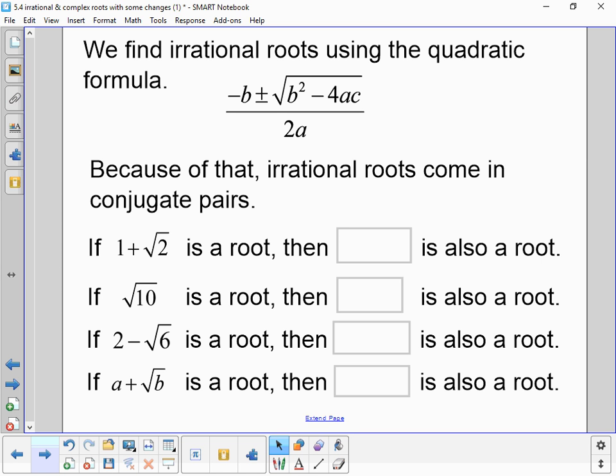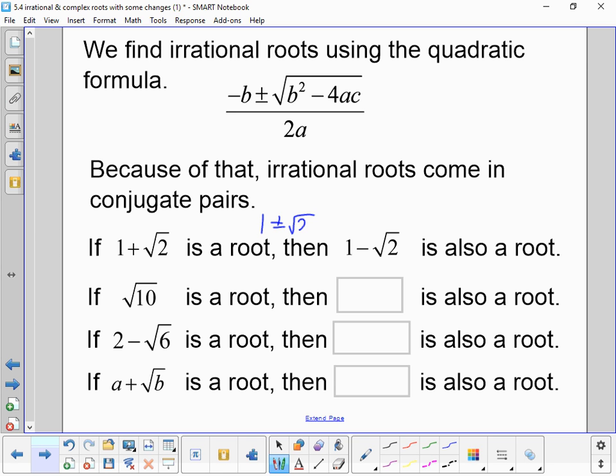Okay, so these irrational roots that have radicals that don't reduce, we find those using the quadratic formula. It's where we get those types of solutions from. And because of that, they always come in pairs. They're called conjugate pairs. If 1 plus root 2 is a root, I know that came from the quadratic formula, and I know also 1 minus root 2 is a root. When we're doing the quadratic formula, that would pop up as a 1 plus or minus root 2.